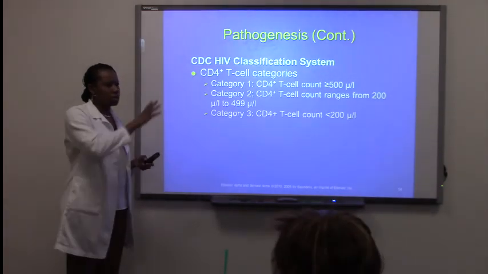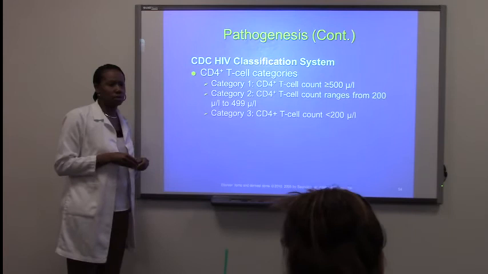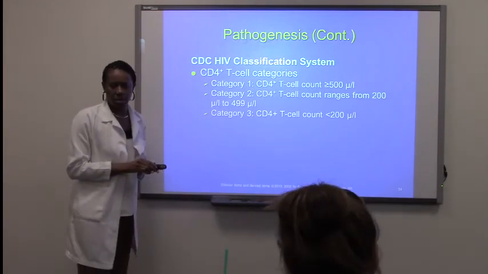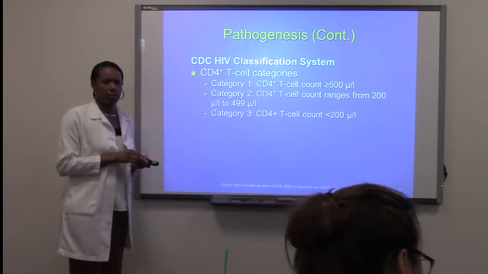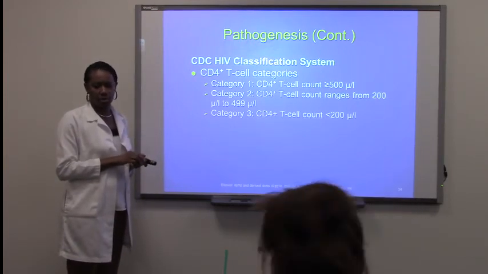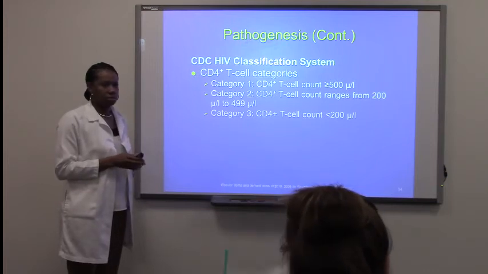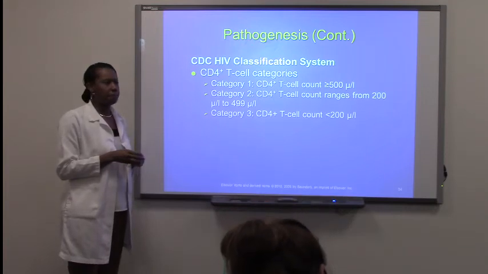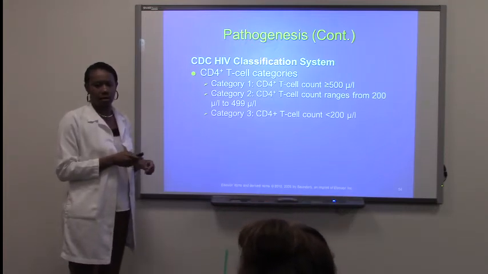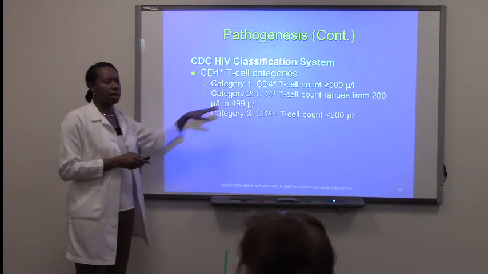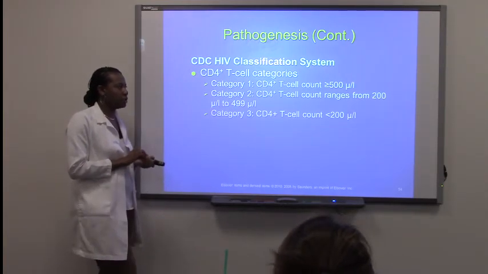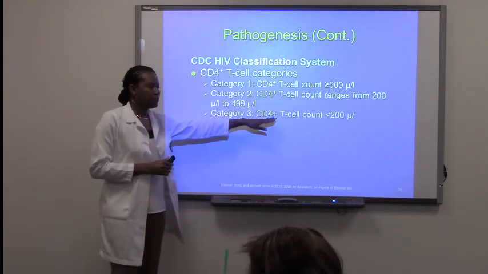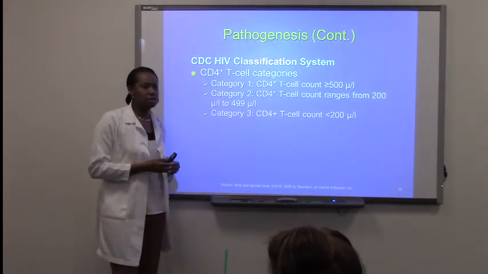So when a person's in category 1, the CD4 cell count is going to be above 500. This is slide 54. Slide 54. You got it? Okay. So slide 54, category 2 is going to be somewhere between 200 to 499. And then when we talk about a category 3, this is a CD4 count of less than 200.